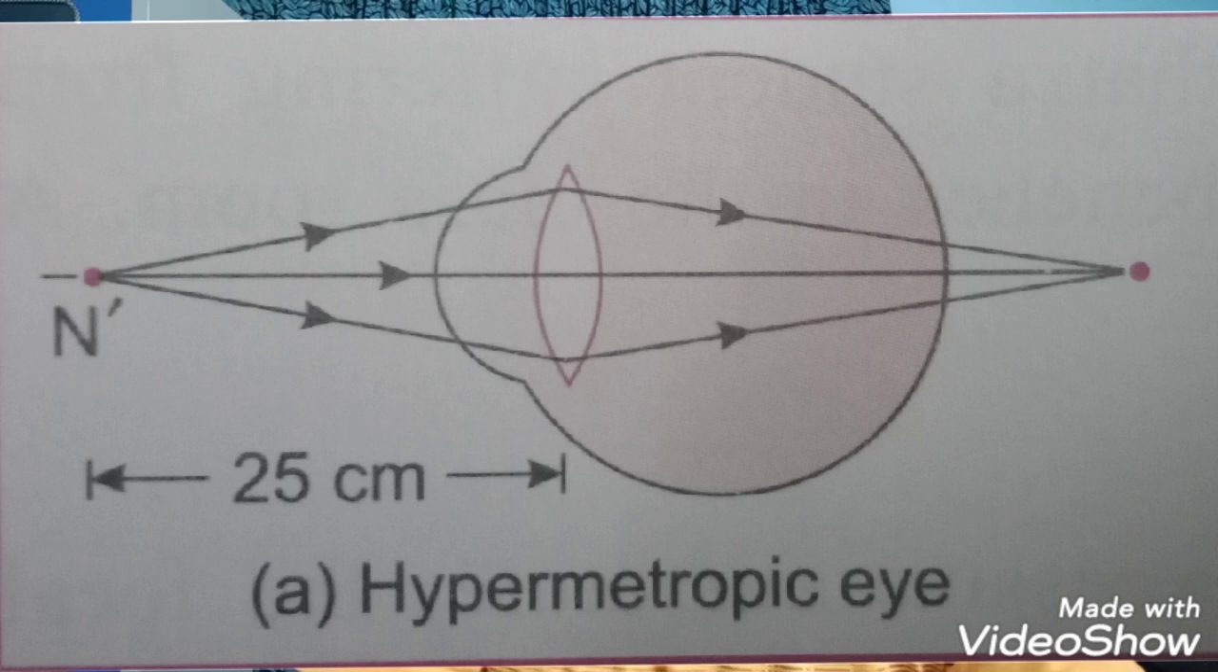Number 2, shortening of the eyeball. In the other defect, it was elongation. Here it is shortening of the eyeball. When the eyeball becomes shorter than normal, the distance between the retina and the eye lens decreases. As a result, the image is formed behind the retina.